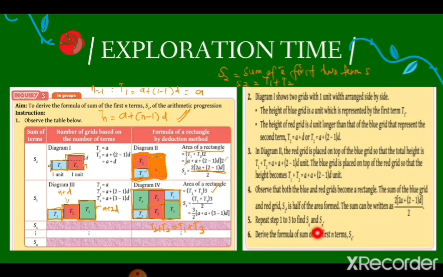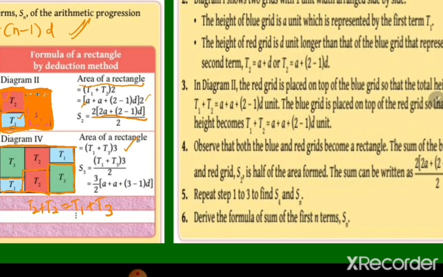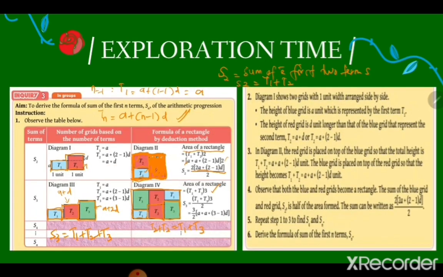Again, what is S3? S3 is equal to the sum of the first 3 terms, so T1 plus T2 plus T3. So, where is our area? Our area is here. This is our area for S3.